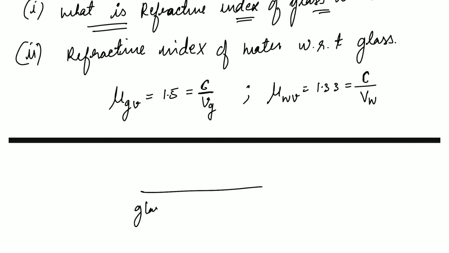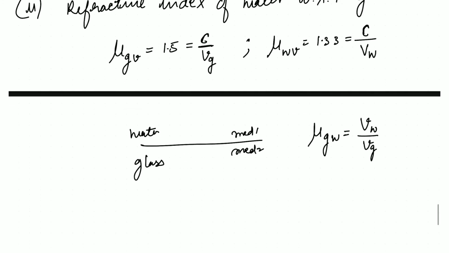Okay, now the question is asking for the refractive index of glass with respect to water. That means here you have glass and here you have water. So this is your medium 1, this is your medium 2, right? So obviously light would have been coming. So the refractive index of glass with respect to water means the speed of light in water upon the speed of light in glass. This is something which we are supposed to find out, right? And we can very easily find that out by simply, let's say this is my equation number 1, equation number 2. Simply divide equation number 1 by 2.